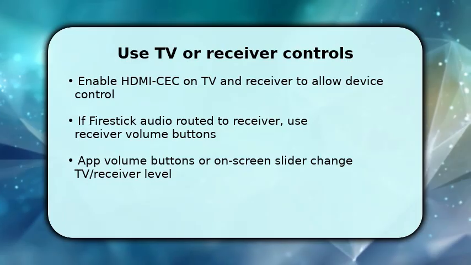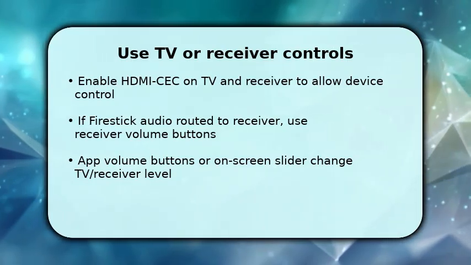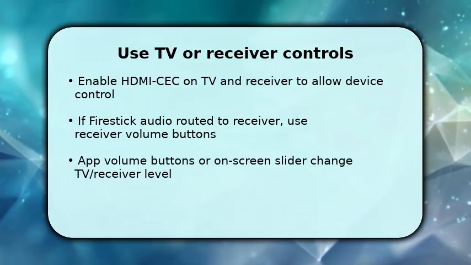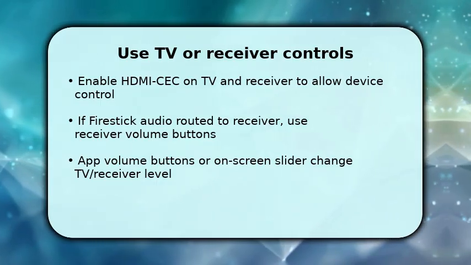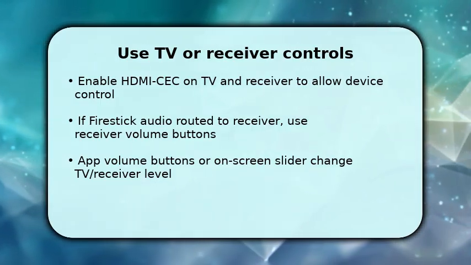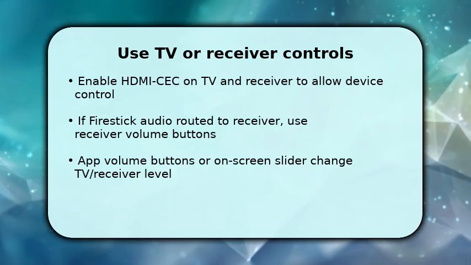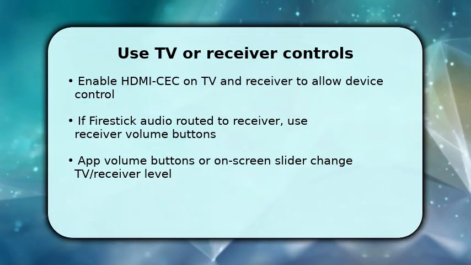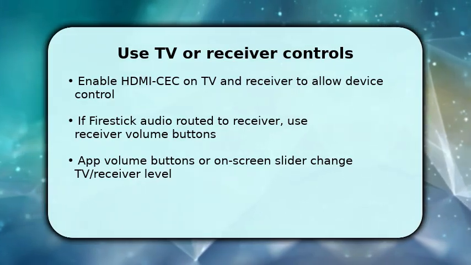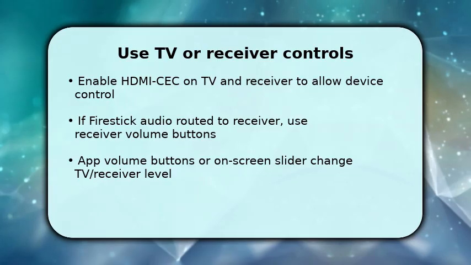Next, route control to the TV or AV receiver because many Firesticks output audio through HDMI and rely on those devices for volume. Enable HDMI CEC in your TV and receiver menus so commands pass through. Once HDMI CEC is active, press the volume buttons or on-screen slider in the phone app to reduce volume.